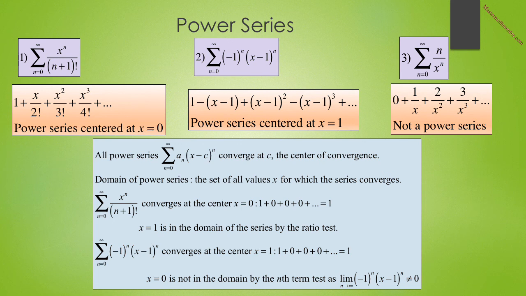If we look at summation n equals 0 to infinity of negative 1 to the n times x minus 1 raised to the n, that too converges at its center, x is equal to 1, and we will end up getting 1 plus 0 plus 0 plus 0 plus dot dot dot, which is equal to 1. But x equals 0 is not in the domain of the power series by the nth term test. If we look at the limit as n approaches infinity of negative 1 to the n times x minus 1 to the n, we will find that that is not equal to 0.